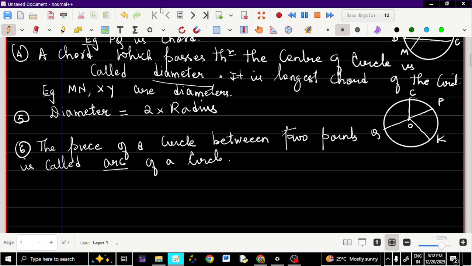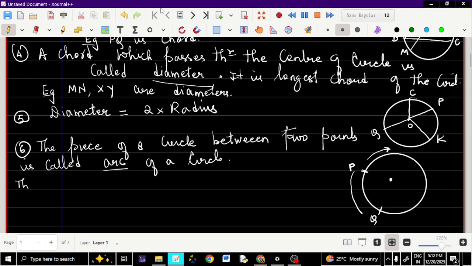Now, let's say I draw one more circle here. Let's say this is the radius, and I will take a point P here and a point Q here. Now you will see that you can come from P to Q in this direction, or you can go outside the other way also. So there are basically two arcs. The smaller arc is called the minor arc, and the bigger arc is called the major arc.